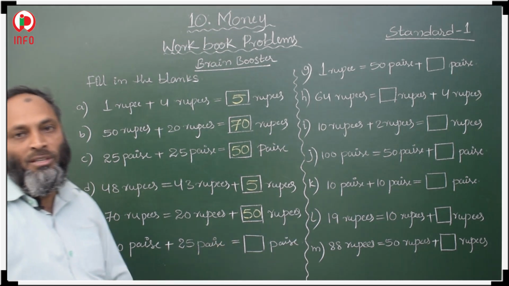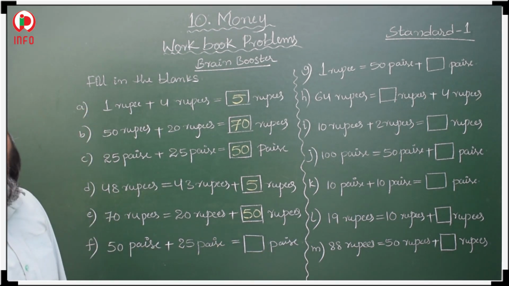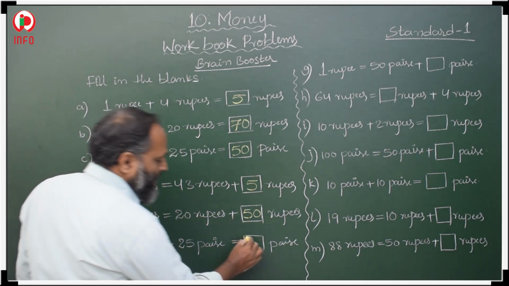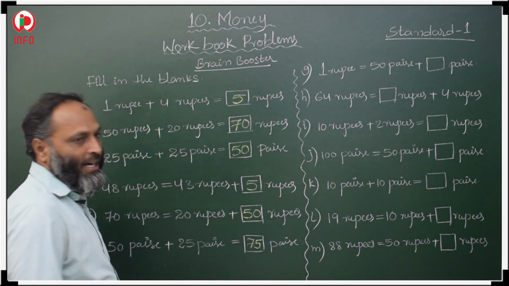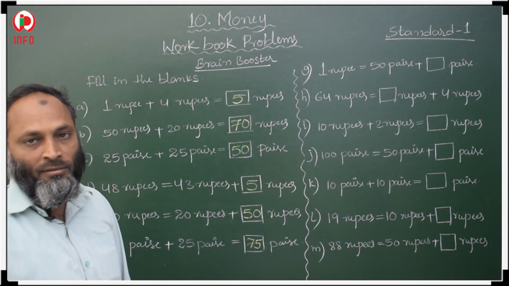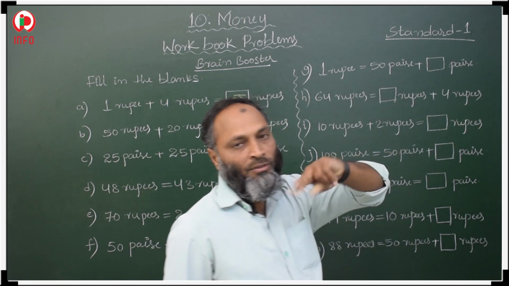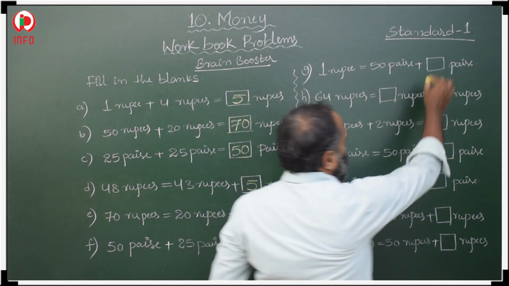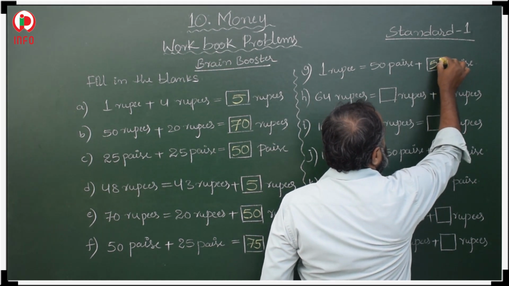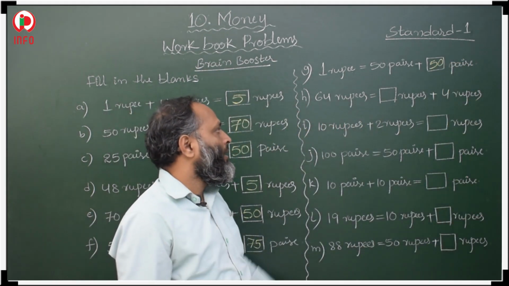That means 50 rupees. Now 50 paisa plus 25 paisa. 50 plus 25 paisa, that is 75 paisa. Okay. Now 1 rupee is equal to how many paisa? 100 paisa make 1 rupee, as we already discussed. 50 paisa is given, so 50 more paisa we have to write. 50 paisa plus 50 paisa is 1 rupee.